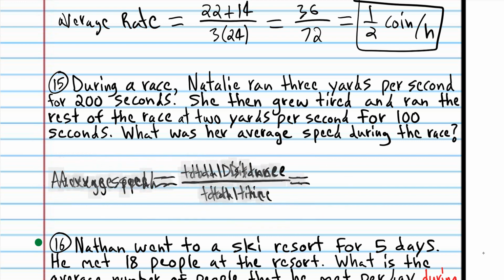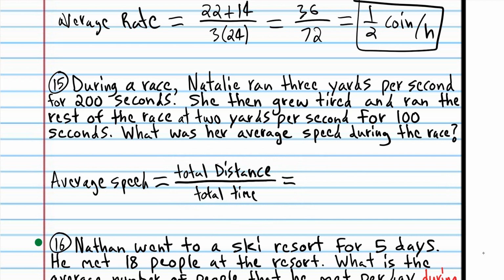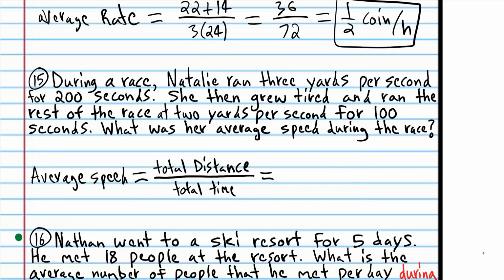We can use this information to calculate those numbers. Now again, this problem is convoluted. All you have to do is take the total distance that she ran and divide it by the total time that she was running, and you're done. The problem is it doesn't give us that information. So we have to do some calculations ourselves.